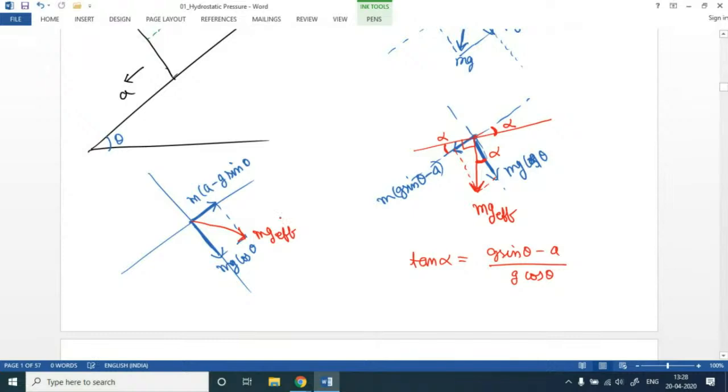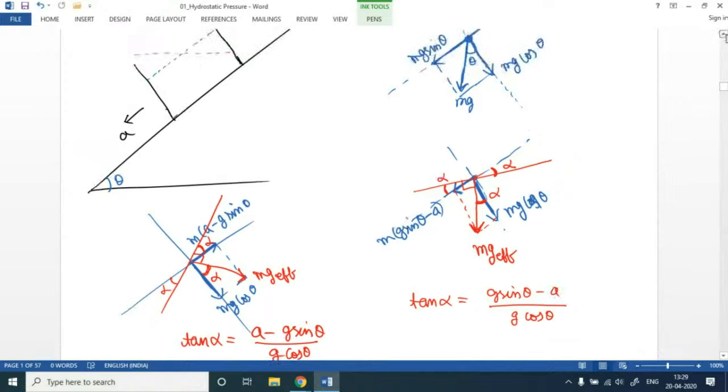So in that case, this would be the perpendicular, and this is the angle alpha we are looking at. So again this time tan alpha we could write as a minus g sine theta divided by g cos theta. So let's look at this diagram.